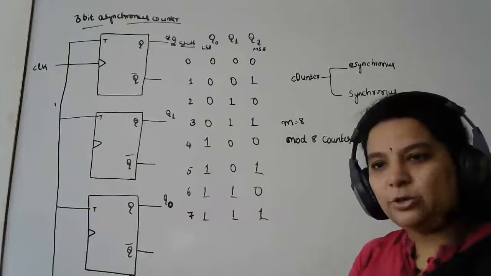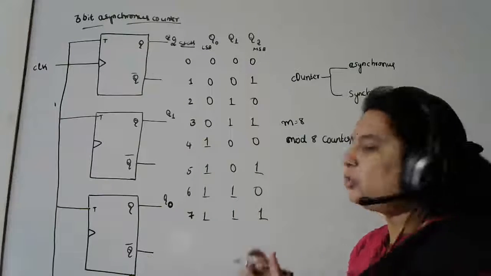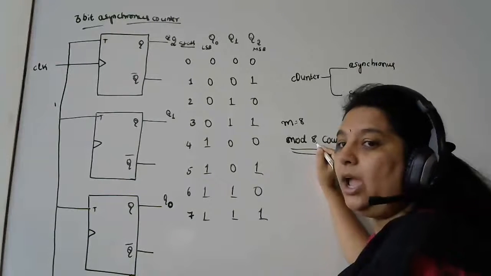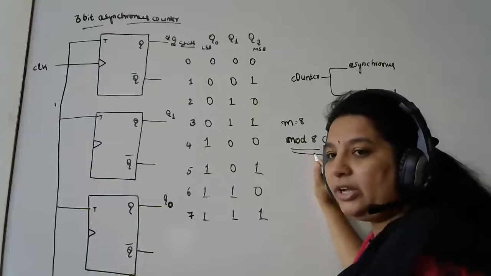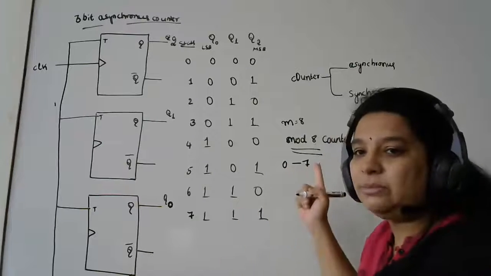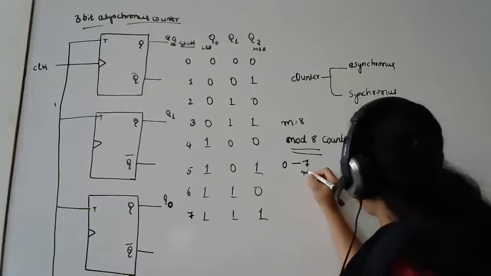Again it goes back to 0 and again it starts counting. So I call it a mod 8 counter. Why? Because I have 8 unique states. And this mod 8 counter is counting what? It's counting from 0 to 7. So what is your maximum counting value? It is m minus 1.